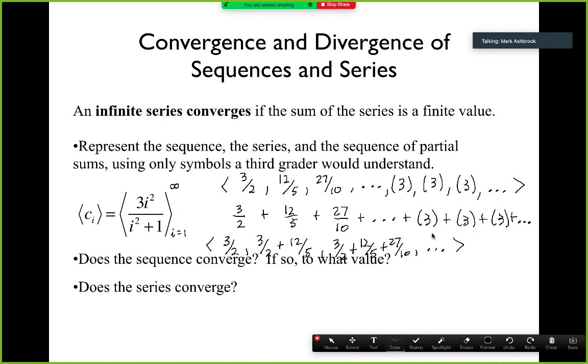No, of course not. Because why? In the end, what are we doing? We just keep adding numbers that are essentially 3 forever. So that's just going to keep going up by 3. So this can't sum up to a finite value.